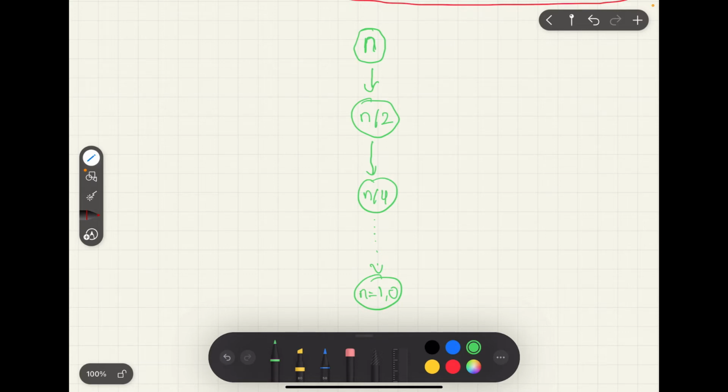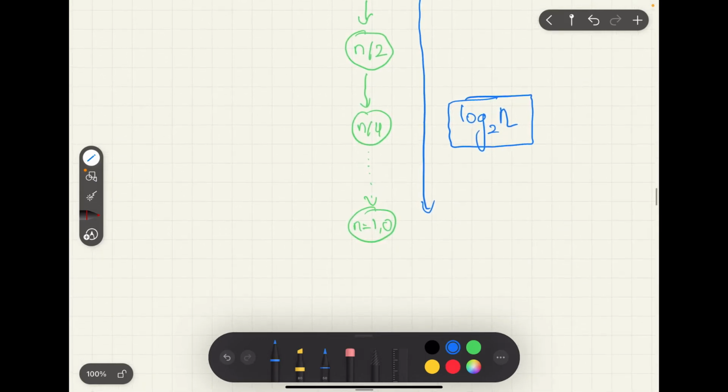Right? So now let's see what the height of this tree will be. So n by 2 till 1. Every time I am dividing my n by 2, so the total height of this tree is definitely going to be log 2 n, right? So it will take me log n steps to reduce n to 1 or 0 if I continuously keep dividing it by 2. Simple mathematics.